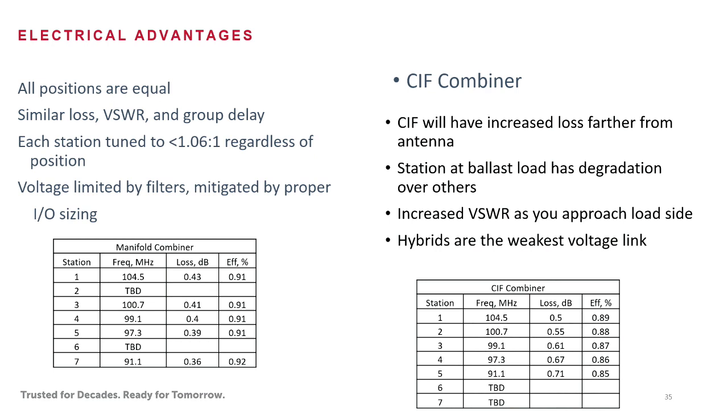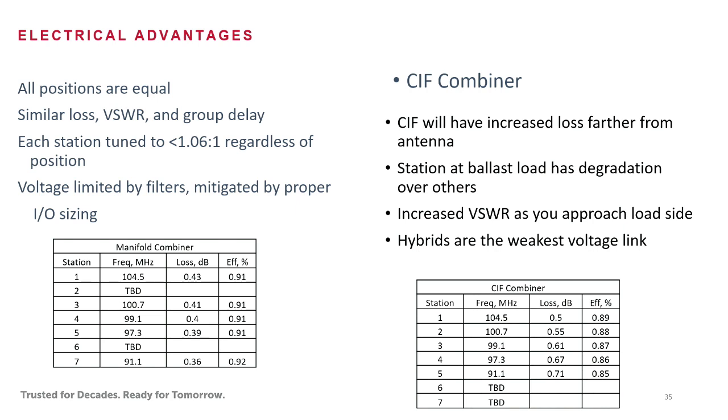When you look at a manifold combiner versus a constant impedance combiner, for the manifold, all the positions electrically are equal to each other, right? The loss is very similar because the filter elements are similar. The reflection is similar. Group delay is similar. Every station can achieve a 1.06 or better, regardless of whether it's the first one in line or the last one in line. The voltage here is going to be limited by the filters, not by the hybrids like it will be in a constant impedance design, especially if you get up over 4 or 5 channels. Those last couple of hybrids really handle a lot of power.